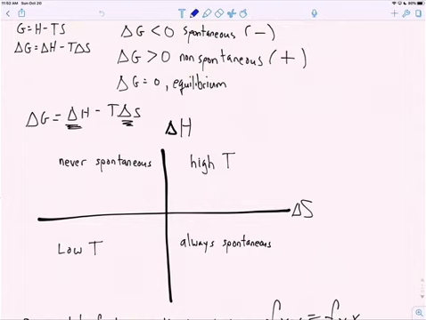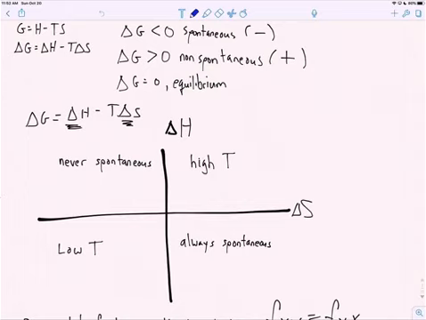And what about the second law of thermo? How is entropy increasing in these processes, especially in the bottom left quadrant, low temperature? Well, when the enthalpy is released to the surroundings, that increases the entropy of the universe.